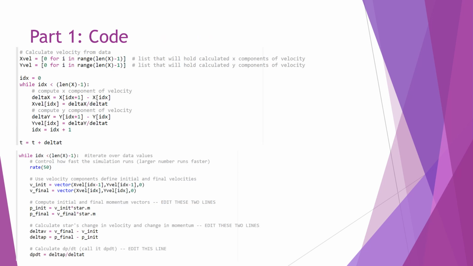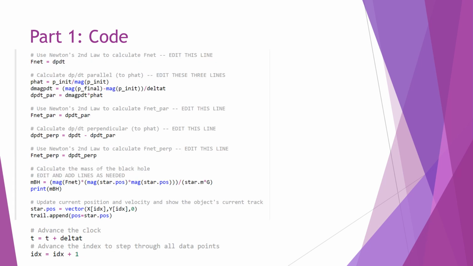The code and GlowScript for the first half of this lab uses two while loops. The first extracts velocity data from the position and time data, generating a list of x and y velocity values by dividing the change in position by change in time for each time step. The second while loop uses these generated velocity values to compute the change in momentum, first by finding the change in velocity, then a change in momentum by multiplying the velocity values by mass and finding their difference. Then dp over dt, or the rate of change for the momentum, is computed by this change in momentum divided by the change in time.